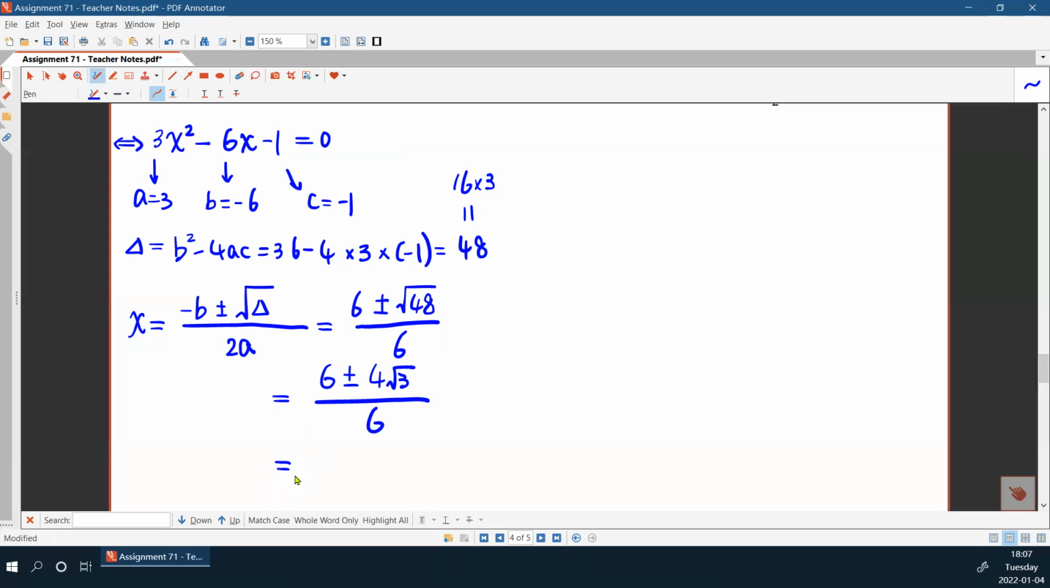Then after simplification, we'll get 1 plus or minus 2/3 of the square root of 3, right? Any questions regarding the first question?